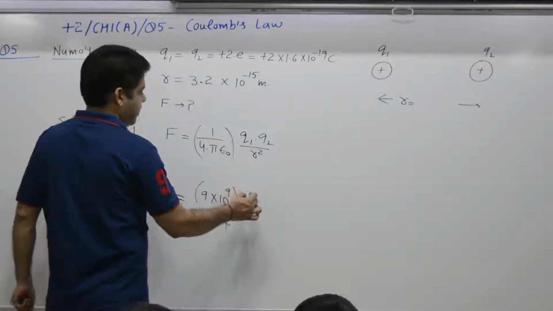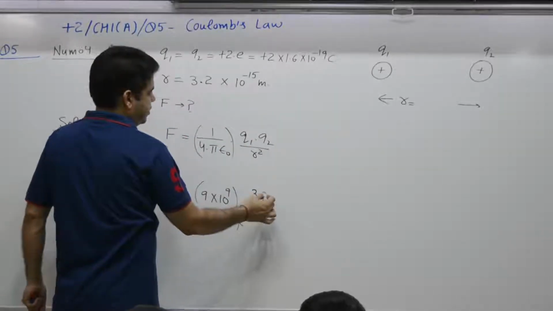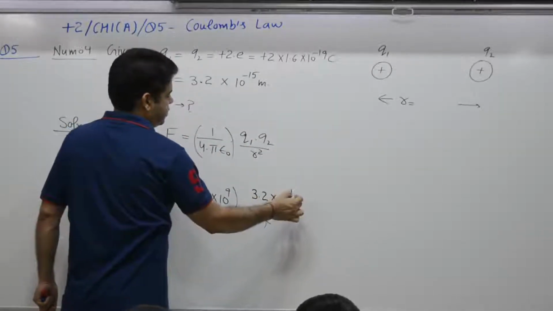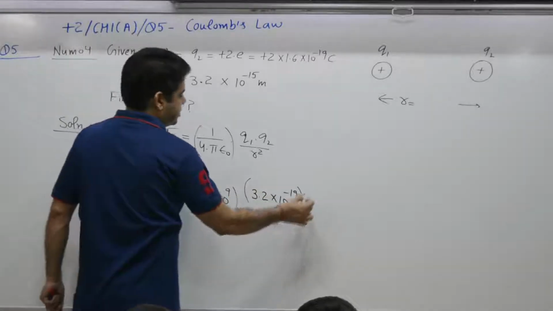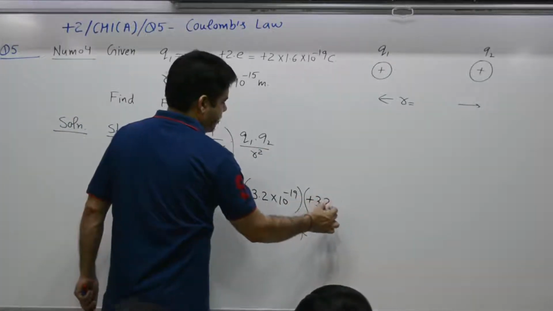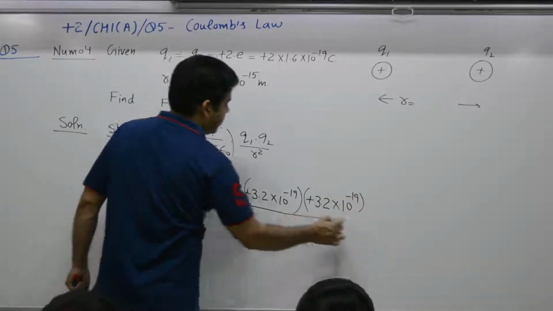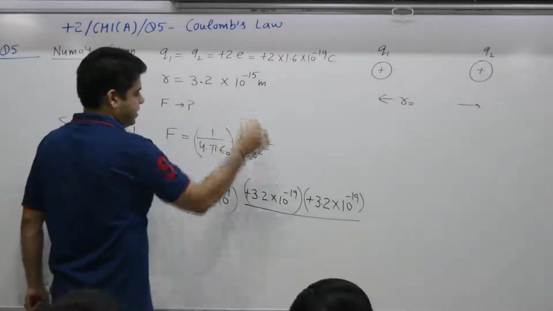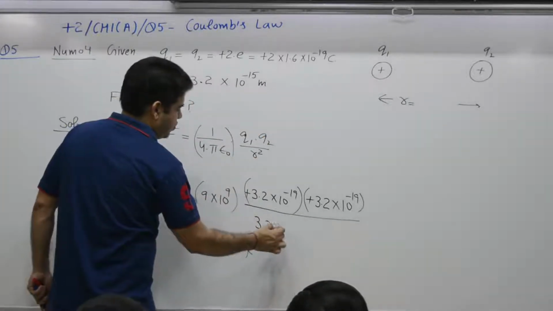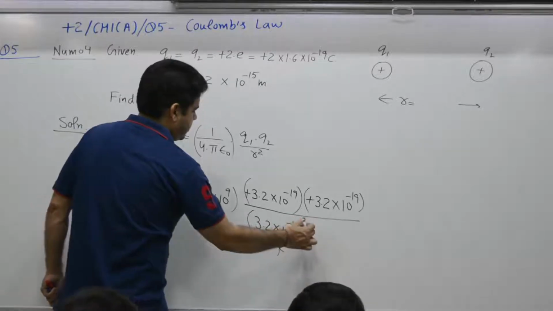Charge Q1, yes, it is 2 into 1.6, 3.2 into 10 raised to power minus 19. This is positive. Second charge is also positive. 3.2 into 10 raised to power minus 19 SI units divided by distance R, 3.2 into 10 raised to power minus 15 square.